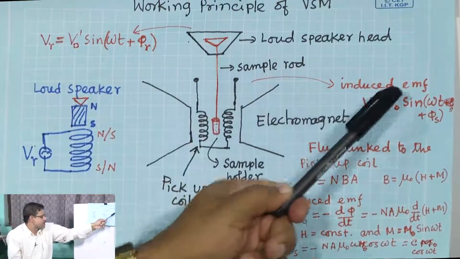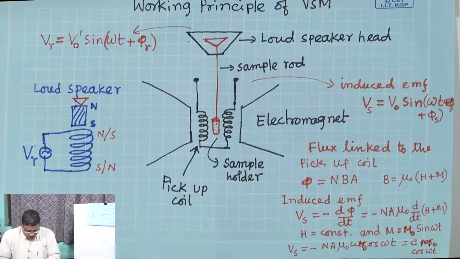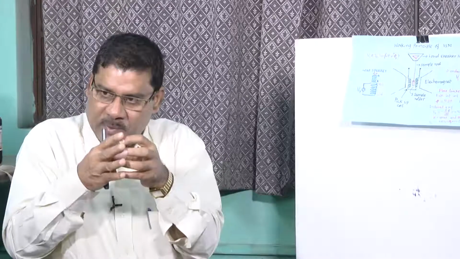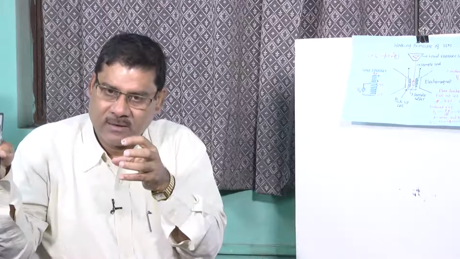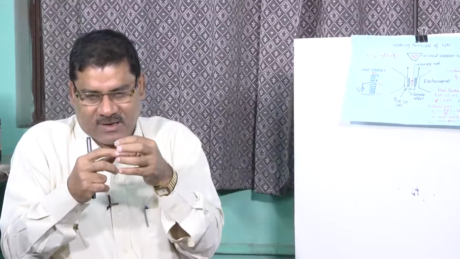Corresponding induced EMF, I will get Vs equal to V0 sin(omega t plus phi s). So you see, this experimental arrangement one has to make for fulfilling the physics law. Actually here I am converting the magnetization into the electrical signal. So the way the magnetization or sample is vibrating, I am getting an electrical signal with the same frequency.